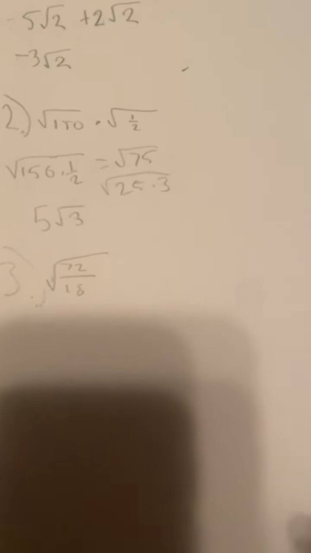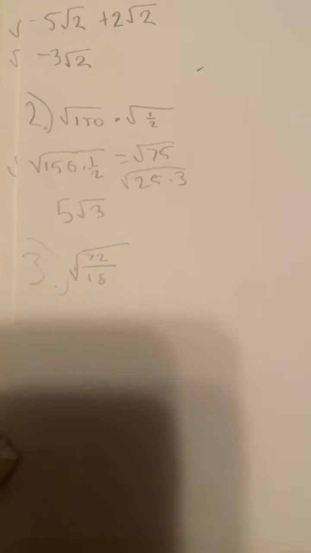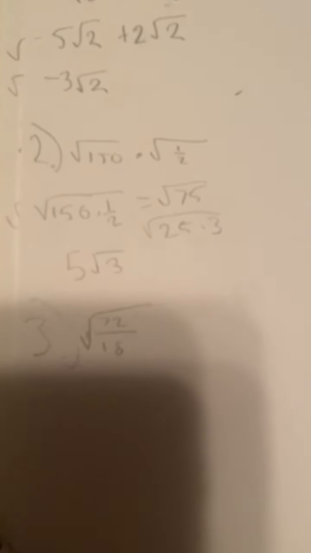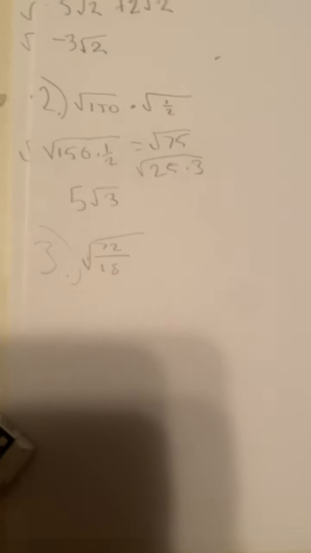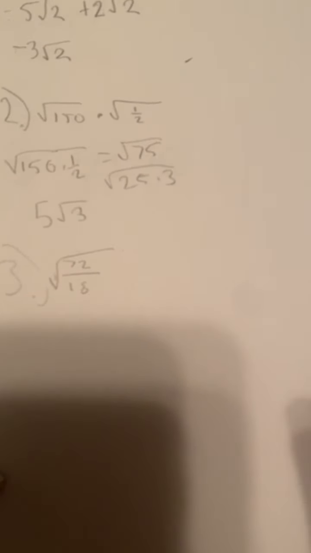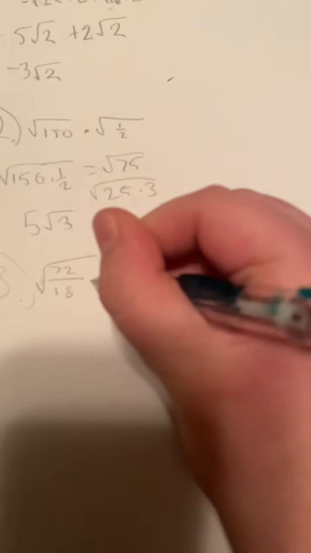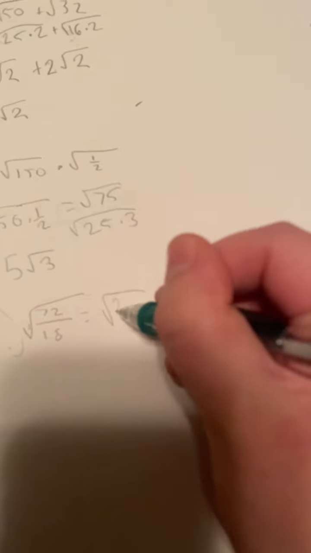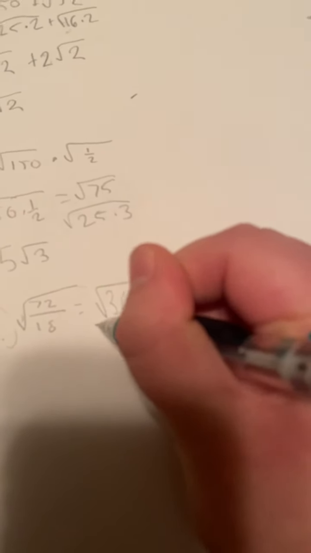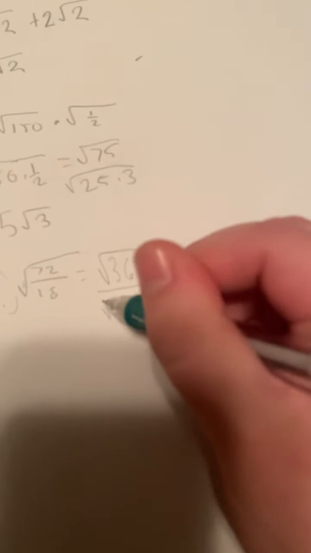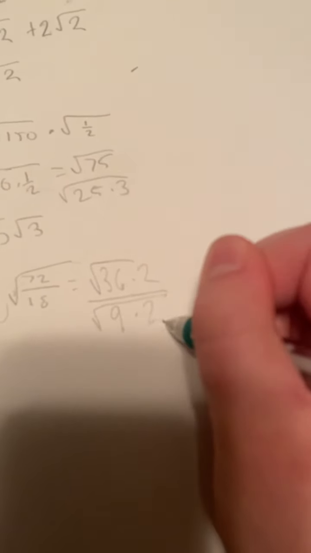So for the last one we have here, this is a little different. We have the square root of 72 over 18. So as we've done before, we're going to see what numbers go into this. So what goes into 72? Well, 36 times 2. I'm going to write that. 36 times 2 over, well, what goes into 18? 9 times 2. Because of the chart I have over there.